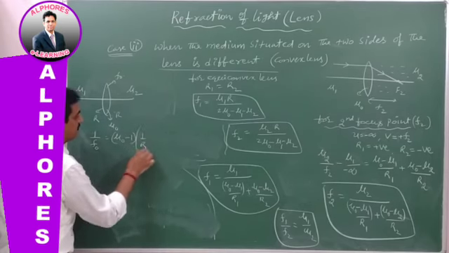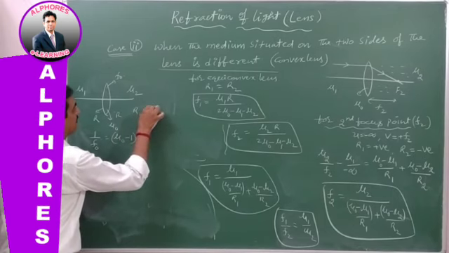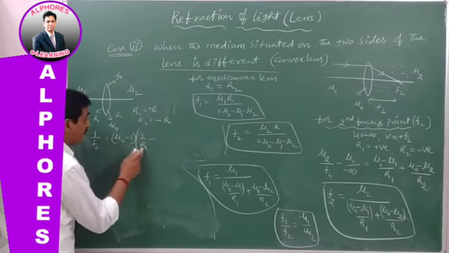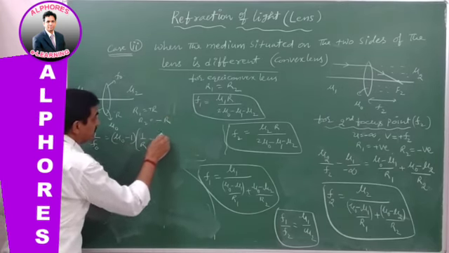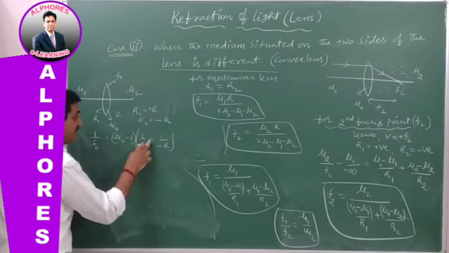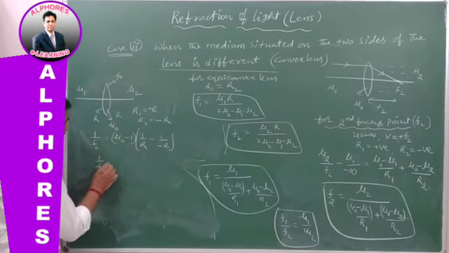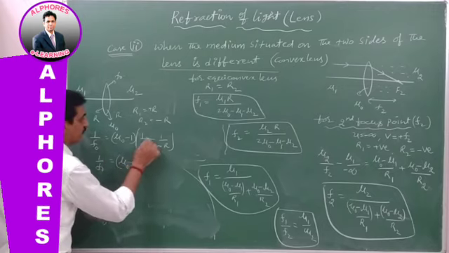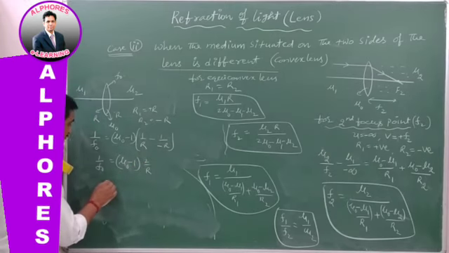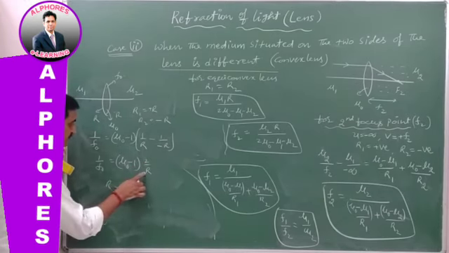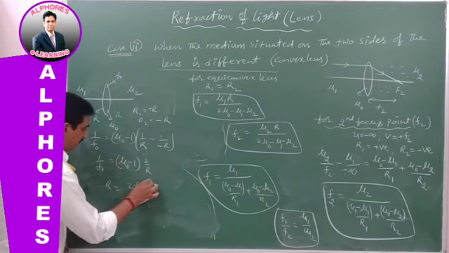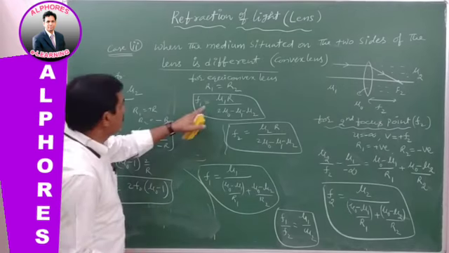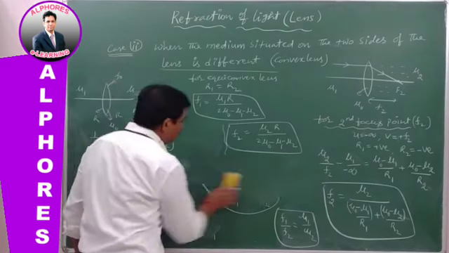R1 is plus R and R2 is minus R. In the general formula, 1 by R1 minus 1 by R2, that is 1 by R minus 1 by minus R, so minus and minus gives plus. Therefore 1 by f naught is equal to mu naught minus 1 into 2 by R. From this, by simplifying, R equals 2 f naught into mu naught minus 1. So this R value, if you substitute in these equations, you will get modified equations.